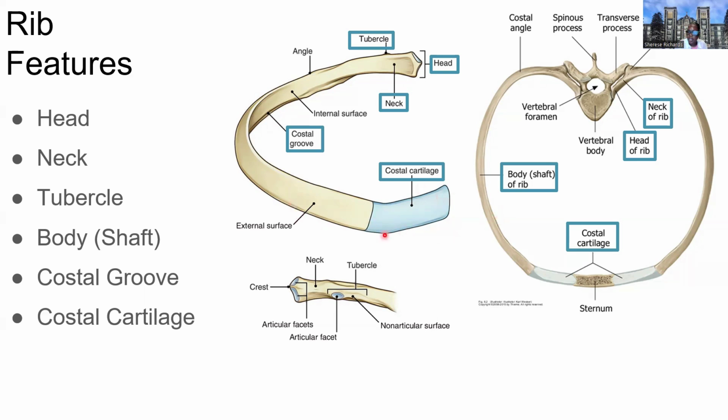And then we have the costal cartilage again, which is what articulates it to the sternum. And this can be either direct if it's a true rib, or it can be via the cartilage of rib 7 if it is one of the false ribs.